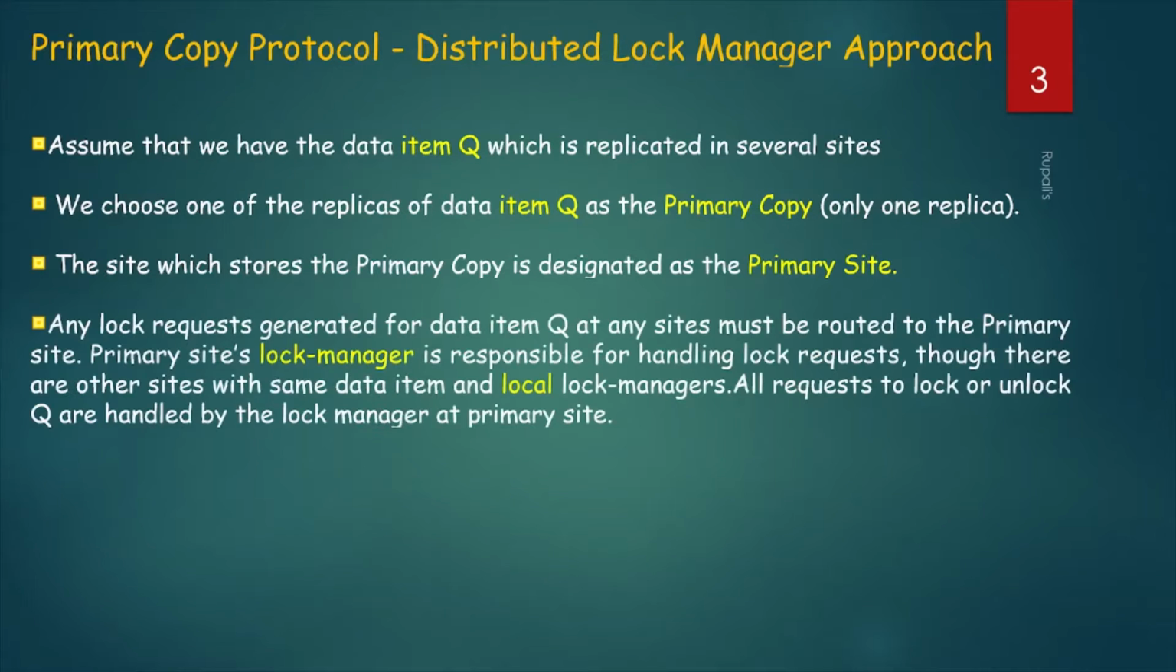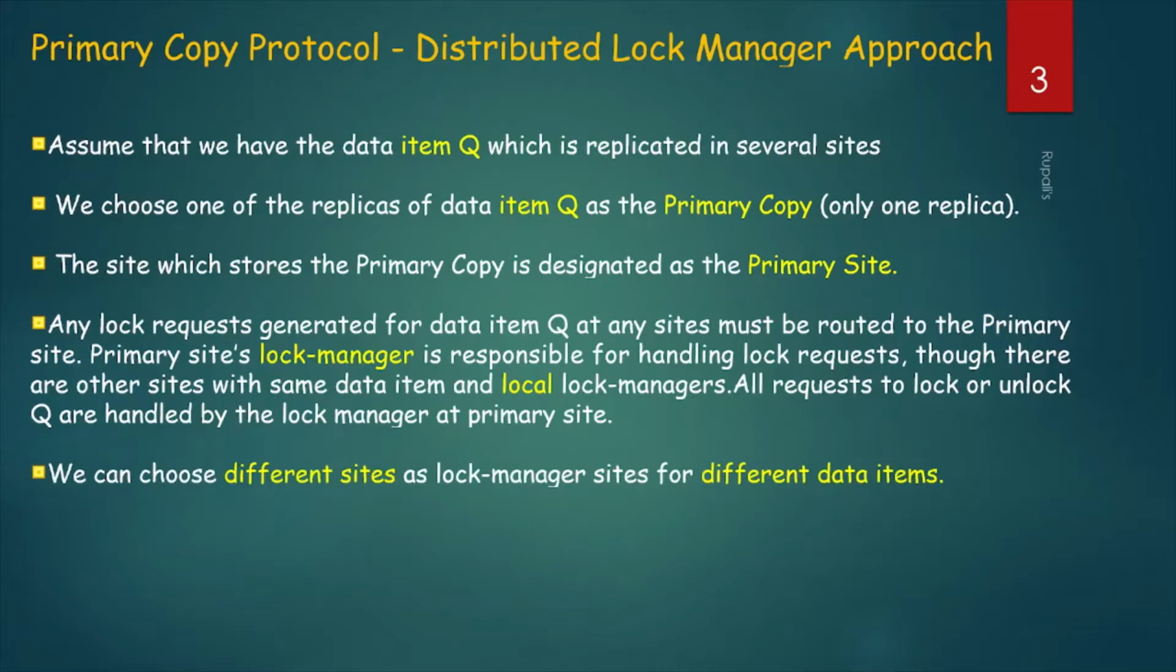Now, any lock request generated for data item Q at any site must be routed to the primary site. So, from any site, if any lock request is generated for data item Q, then that lock request must be routed to the primary site, and the primary site lock manager is responsible for handling the lock request. Though there are other sites with the same data item Q and local lock managers, all requests to lock or unlock Q are handled by the lock manager at the primary site. We can choose different sites as lock manager sites for different data items.